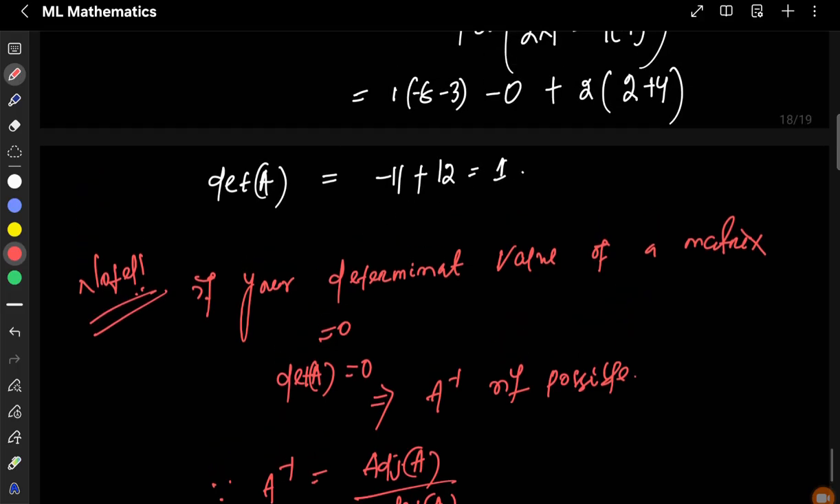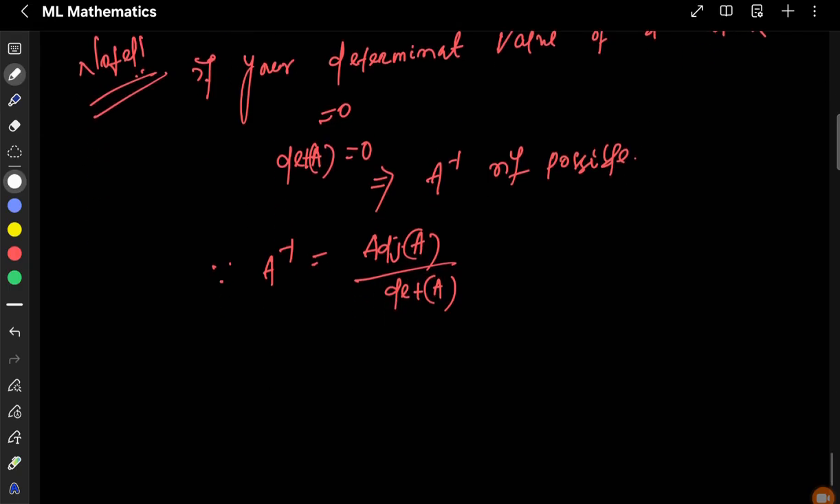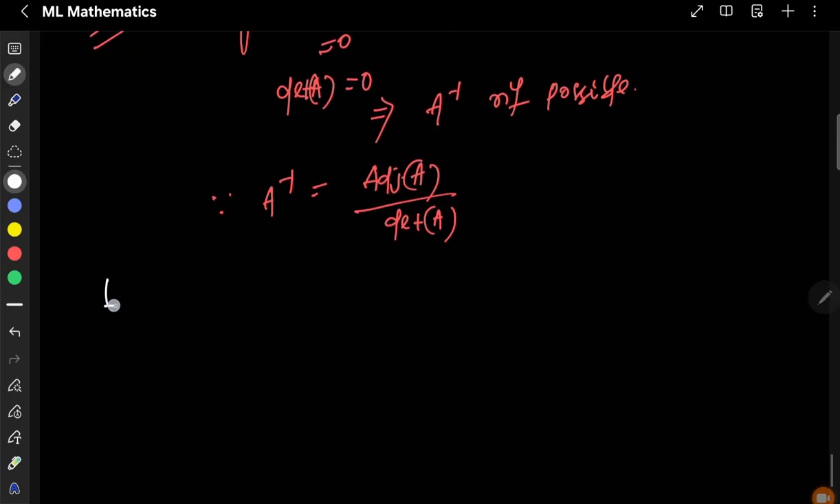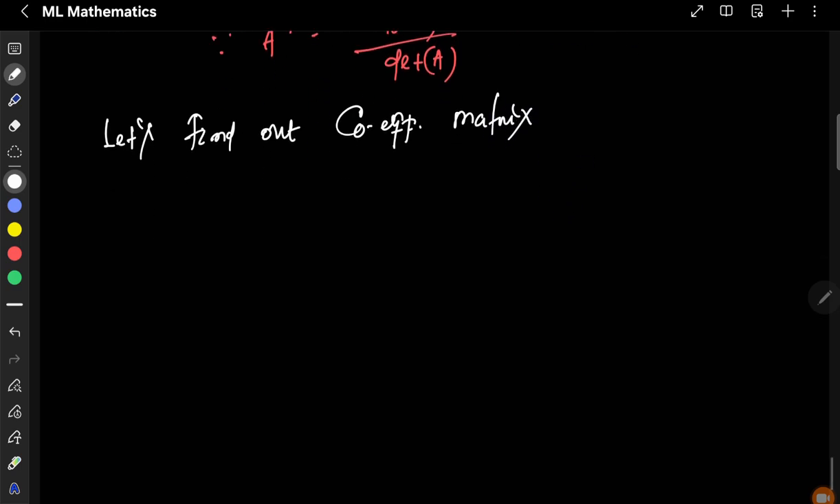Okay, so your determinant is becoming 1, right? The determinant value is actually 1. If your determinant value is 1, you will go for the coefficient matrix. What matrix am I saying? Coefficient matrix. The coefficient matrix gives the adjoint matrix. So let's find out the coefficient matrix. Now, when I am talking about the coefficient matrix, the plus minus sign is very much important.